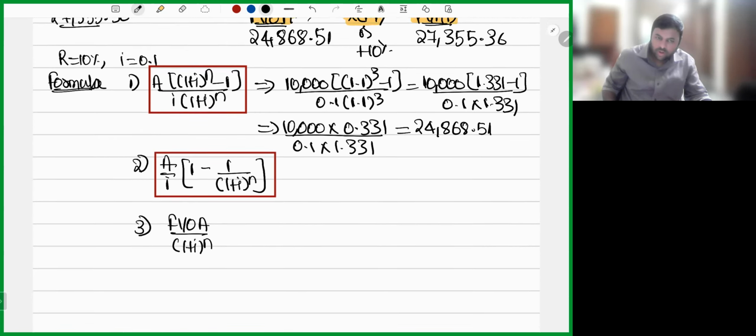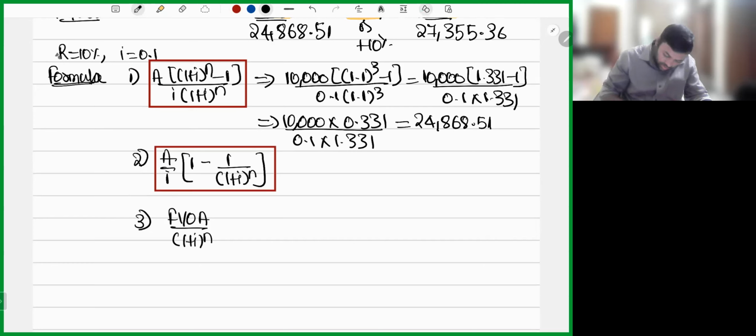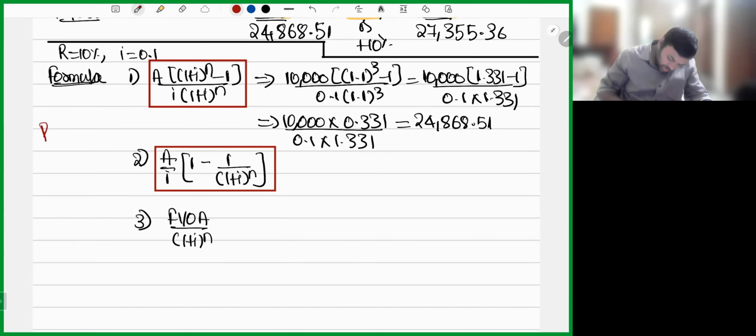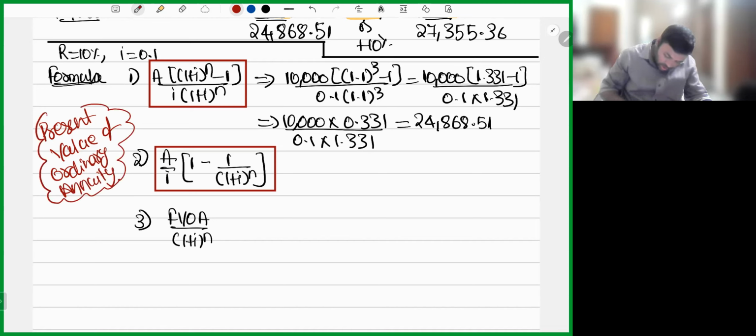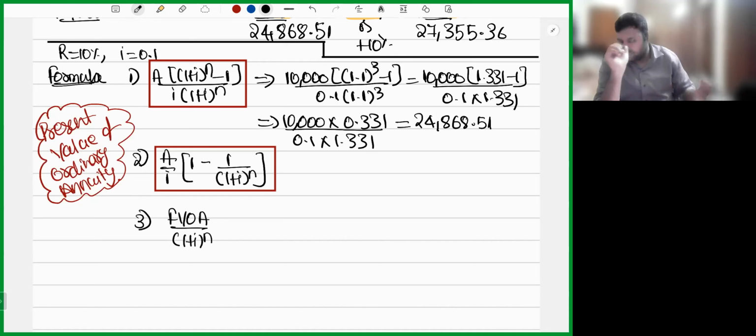Sir, what are all these formulas for? All these formulas are for, again, I don't want you to get confused, let me write it here. All the formulas I am teaching you are for present value of ordinary annuity. The annuity due formula I already told you. What is the annuity due formula? Ordinary annuity into 1 plus I will give you annuity due. So what I am teaching here? Ordinary annuity formulas I am teaching.